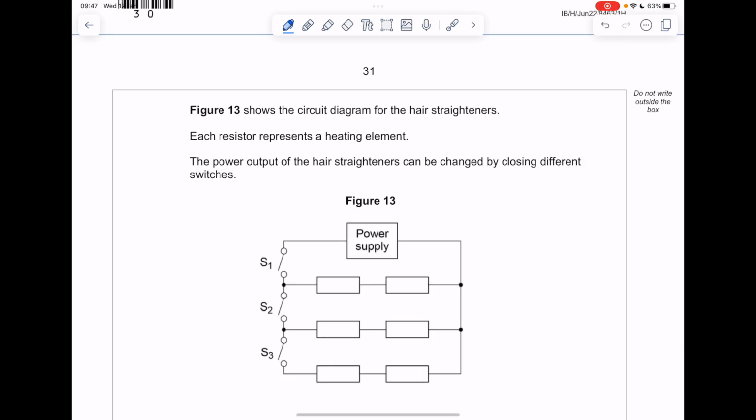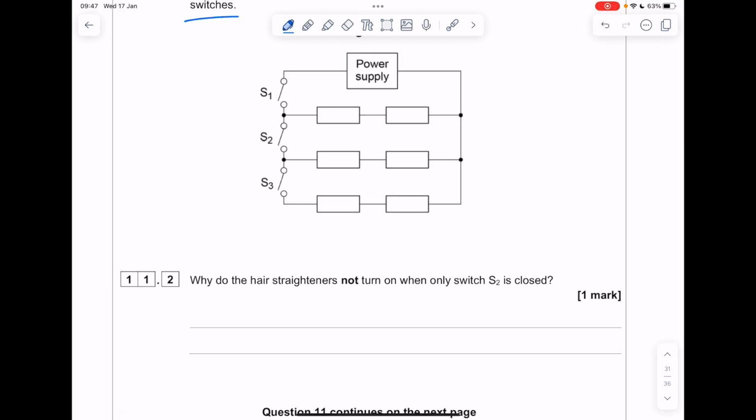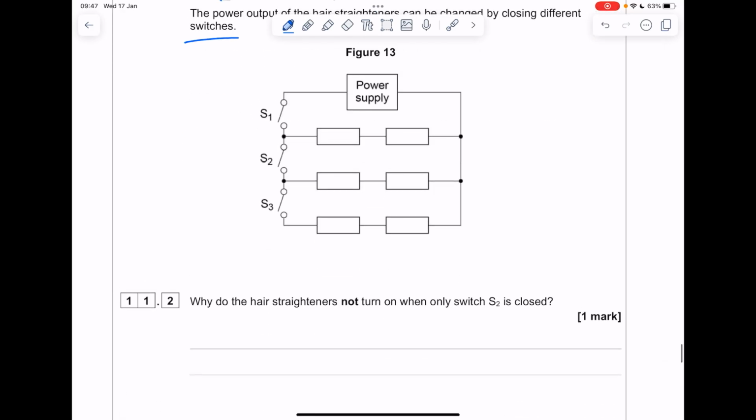Figure 13 shows the circuit diagram for the hair straighteners. Each resistor represents a heating element. The power output of the hair straighteners can be changed by closing different switches. Why do the hair straighteners not turn on when only S2 is closed? Well, if we closed S2, we'd have an incomplete circuit because S1 is still open.